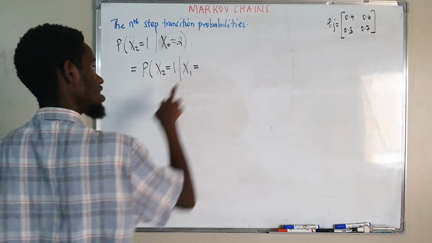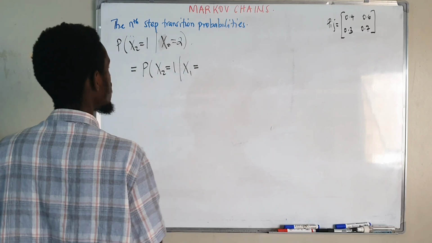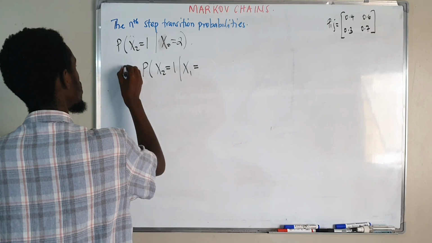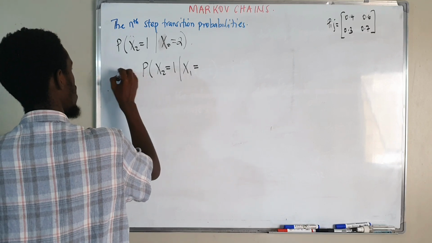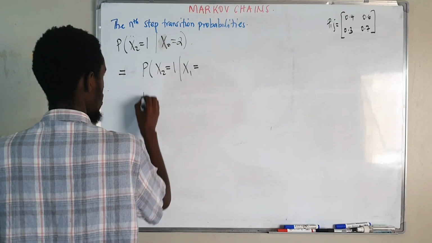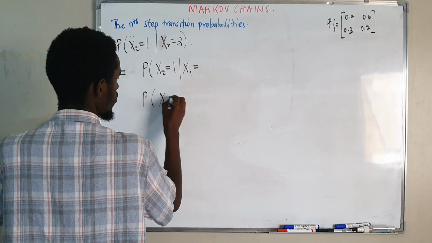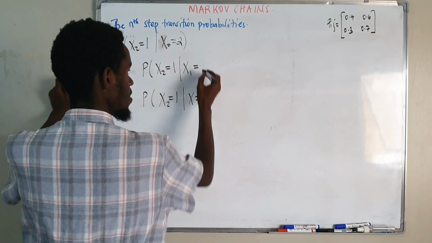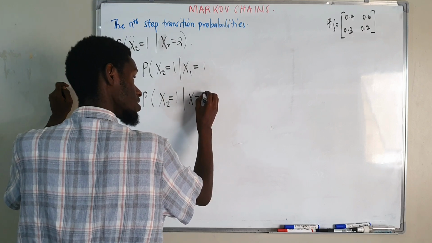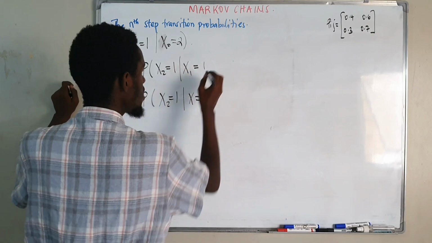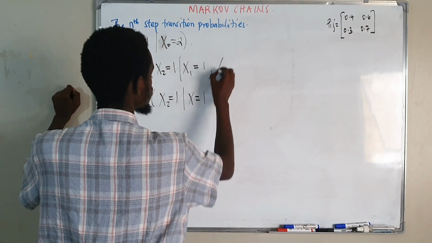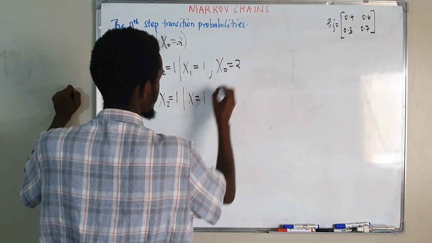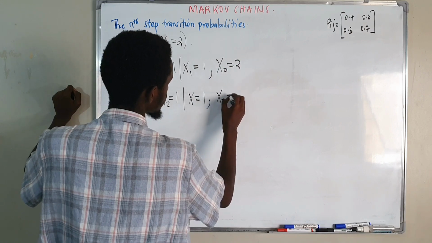But we don't know what X1 is. X1 may either take raining or not raining. Therefore, I'll have to have two. This is the same thing as probability of X2 equaling 1, given X1 equaling to, it may either be 1 or 2, it may rain or not rain. Then also, our past is going to be X0 equaling to 2.